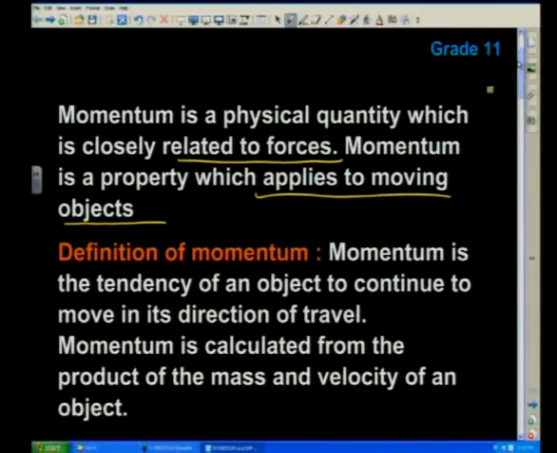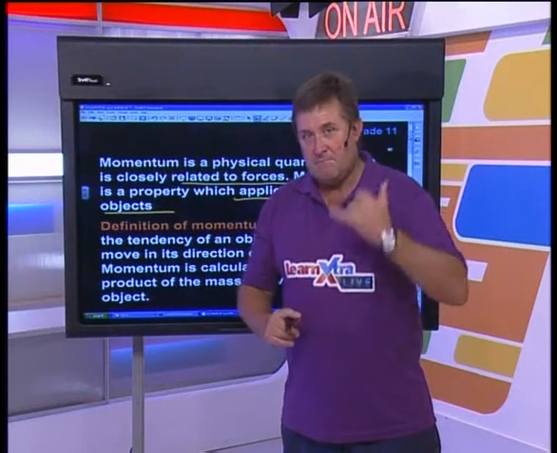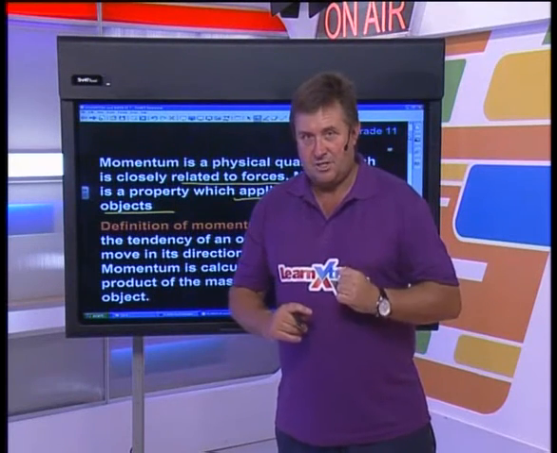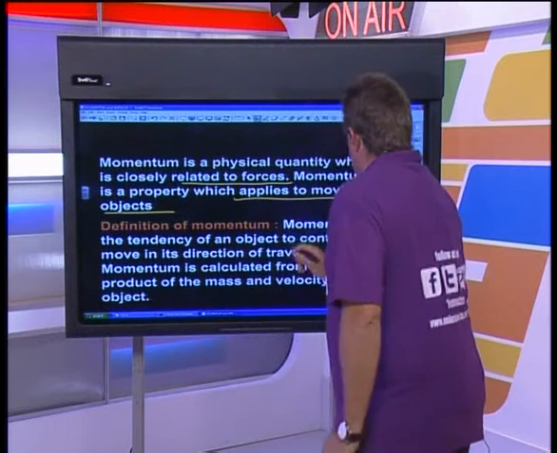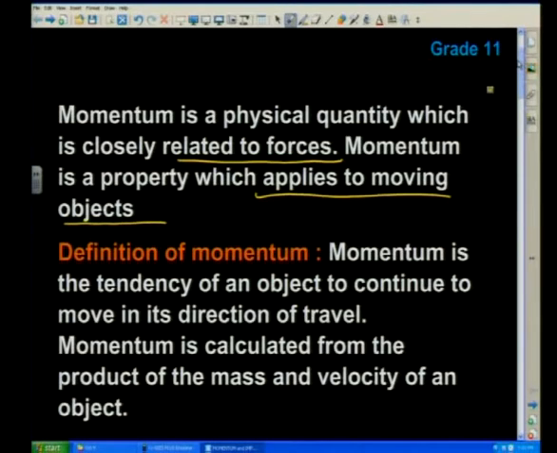So if you're asked to define momentum, what are the important things that we must include in our definition? Well, let's have a look. Momentum is the tendency of an object to continue to move in the direction of travel. In other words, that object must be able to move. It must be in motion. It can't be stationary. It has to be in motion, and it must be moving in a particular direction.